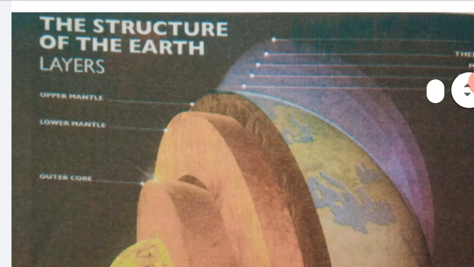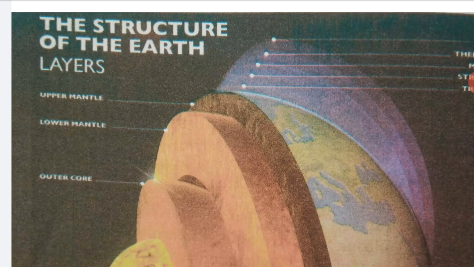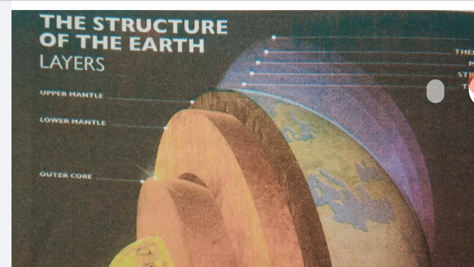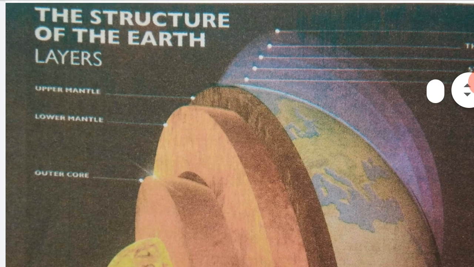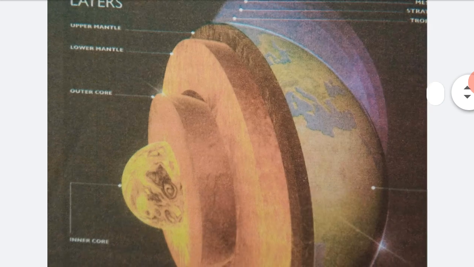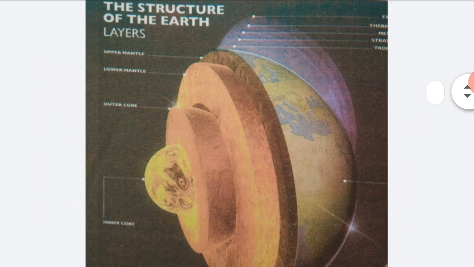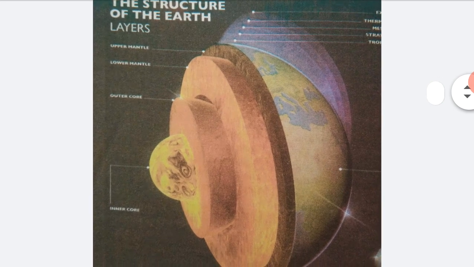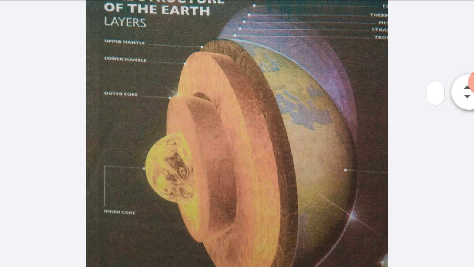Already, you know, I taught in the last lesson what the 3 layers of the earth are: the crust, the mantle and the core. The mantle is divided into 2 types: upper mantle and lower mantle, and the core is divided into 2 types: outer core and inner core. You saw the picture. This is the outer layer of the earth, the crust. Next, upper mantle and lower mantle, outer core and inner core.